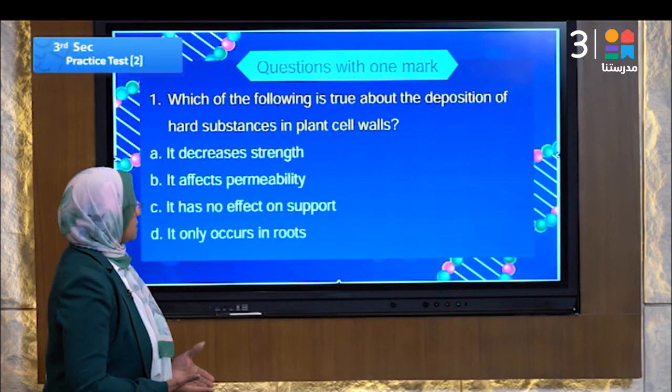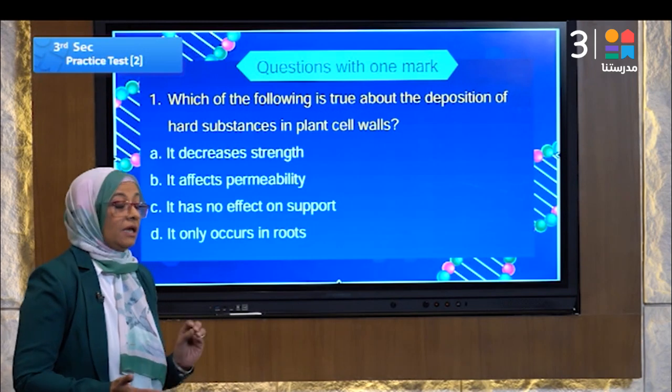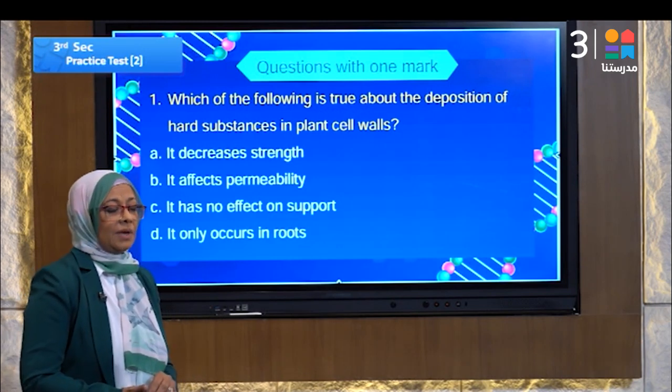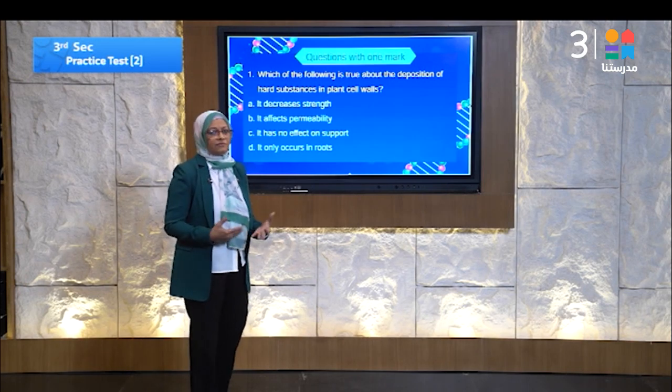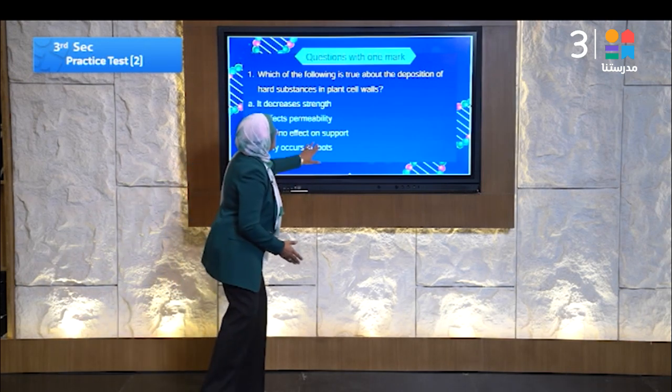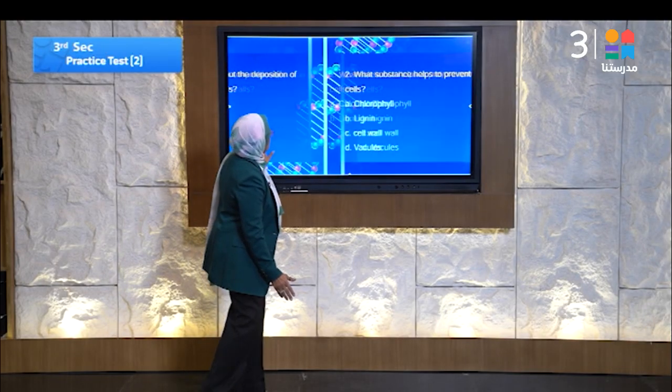It only occurs in roots. No, it's not found only in roots, because if it were found in the root, it would make the root impermeable. It prevents substances from entering or leaving the cell. Let's go to the answer. The answer is that it affects permeability, which causes permeable, semi-permeable, or impermeable. Let's go to another question.